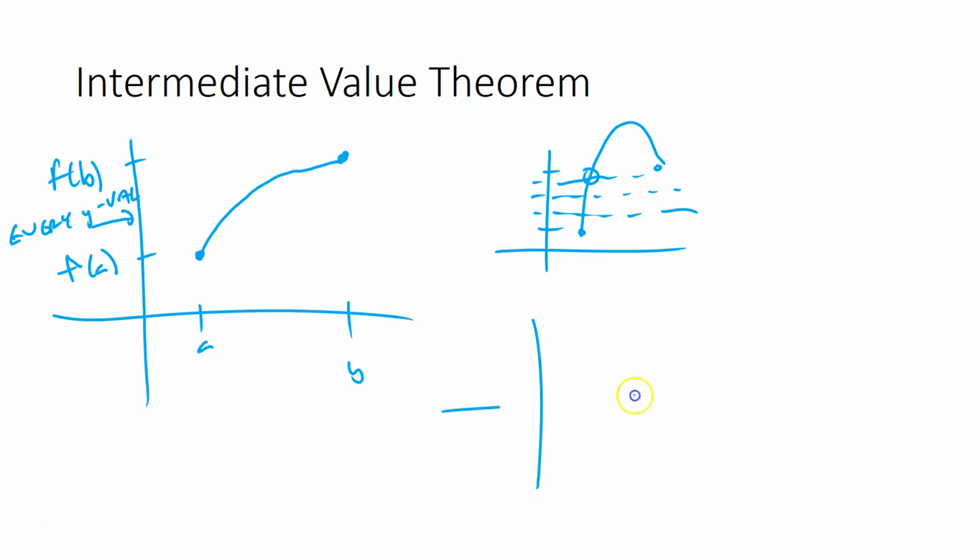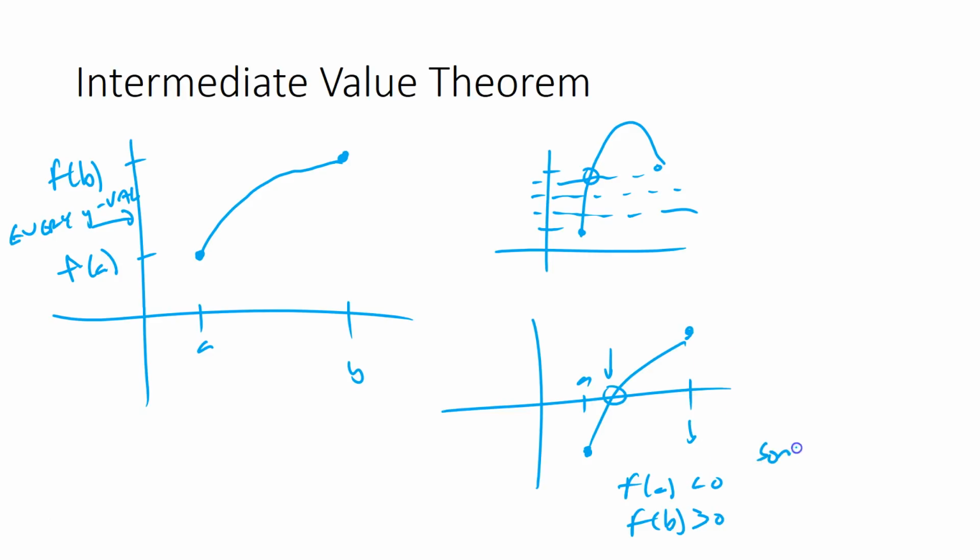Now, why is this useful? Well, if you have an a that gives you a function value below 0 and a b that gives you a function value above 0, you're guaranteed to cross through 0 sometime. So it's kind of nice to find zeros. So if f of a is less than 0 and f of b is greater than 0, then there has to be some point in the middle. There has to be some, let's call it c, so there is some c where f of c has got to be equal to 0.